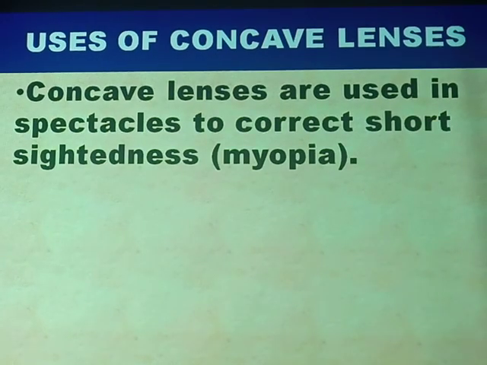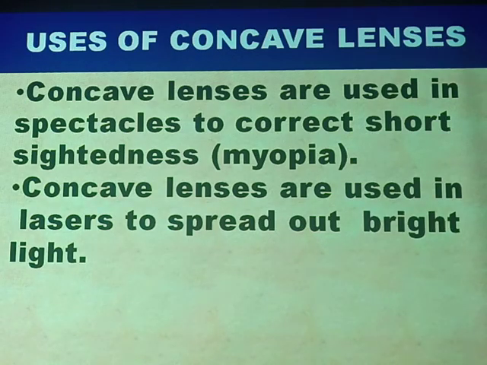One, concave lenses are used in spectacles to correct short-sightedness. Short-sightedness is a defect that makes a person to view objects which are near and cannot view so clearly objects which are far away from him or her. Are we there? So short-sightedness can also be called myopia. Are we together? Why do we use concave lenses? We use concave lenses because they are able to diverge. They are able to spread out the light rays which fall on them.